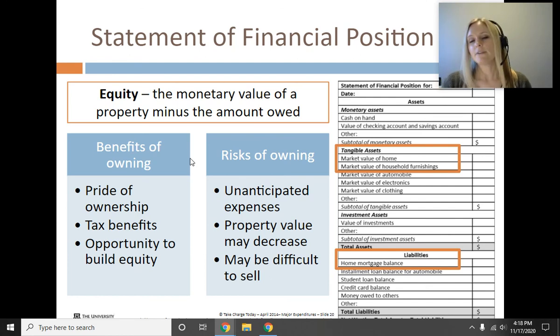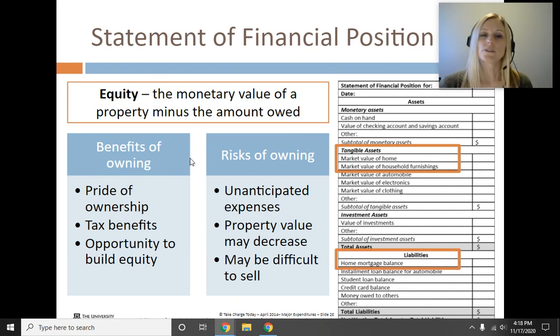There are some benefits of owning versus renting. You have pride that you own a house. There are some tax benefits involved. You have the opportunity to build equity. So once you have your loan paid off, now the entire value of the house is your equity, and you could sell it and pay cash for a different house if you wanted to.